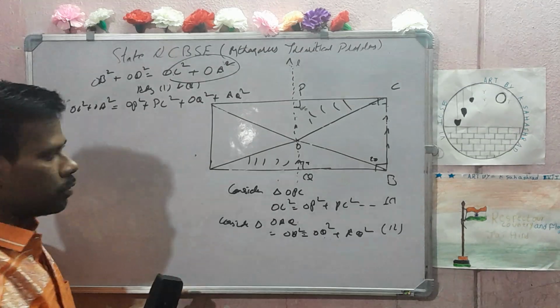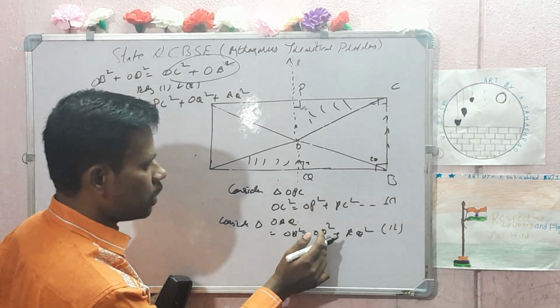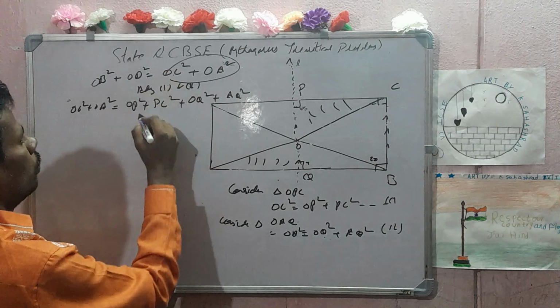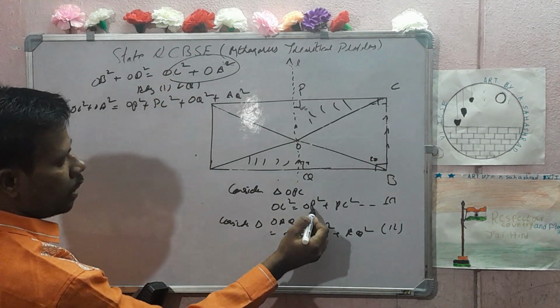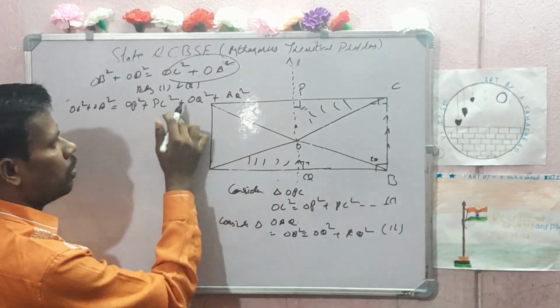Right? Are you following what I am saying? I have added these two. OC square plus OA square is equal to OP square plus PC square plus OQ square plus AQ square. This and this I added. I got the answer like this.